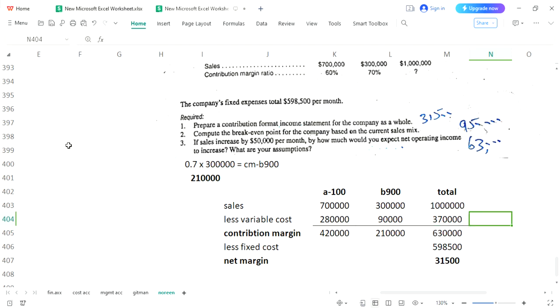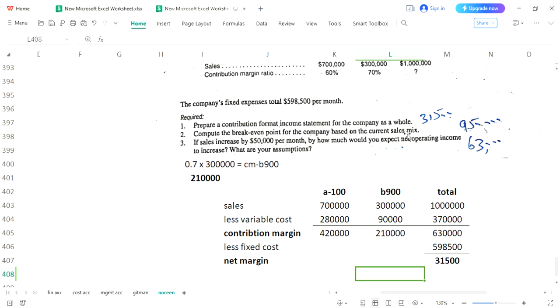So hopefully you people have understood. So this was our first requirement, prepare contribution margin format income statement. Answer was 31,500. We have calculated that answer. It means first portion is completed, but you can keep your queries, write them down and you can ask. Okay. Second requirement is break-even point based on current sales.